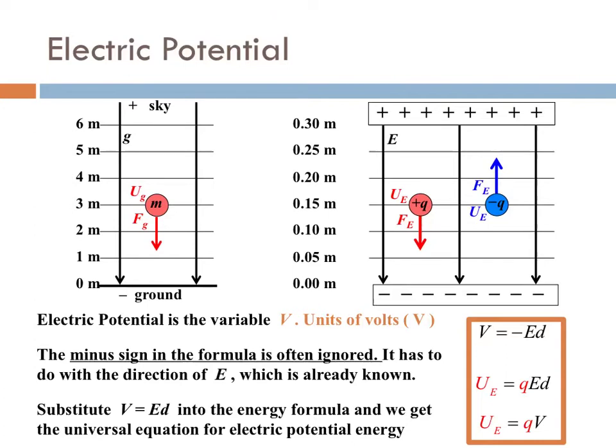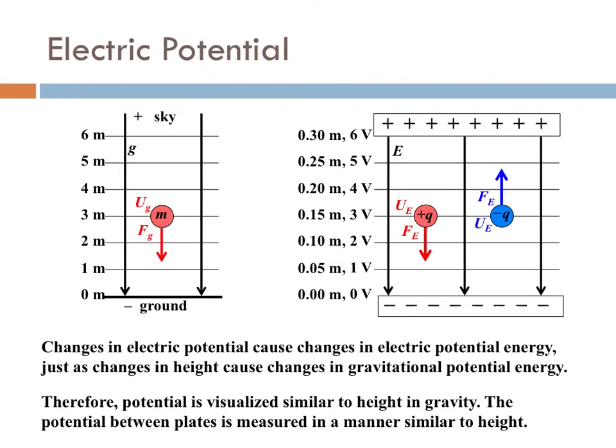Now, we can substitute V into our potential energy equation and get a new equation for potential energy, down here at the bottom. So changes in electric potential cause changes in electric potential energy, just as changes in height cause changes in gravitational potential energy. Therefore, potential is visualized similarly to height and gravity. The potential difference between plates is measured in a manner similar to height.